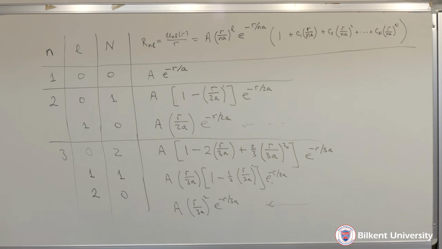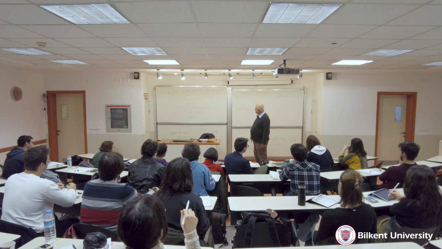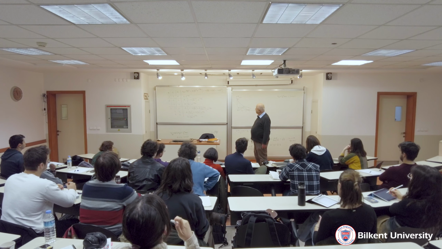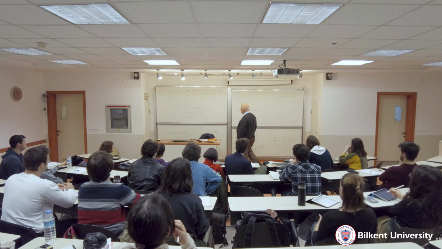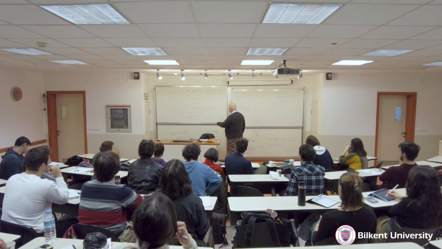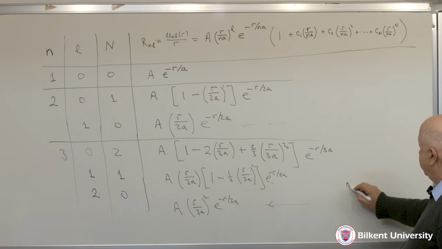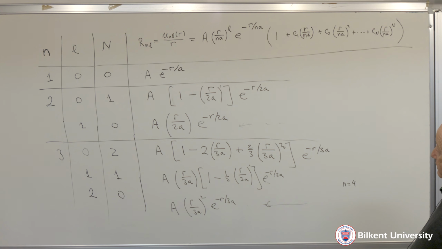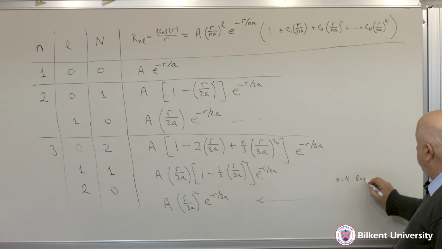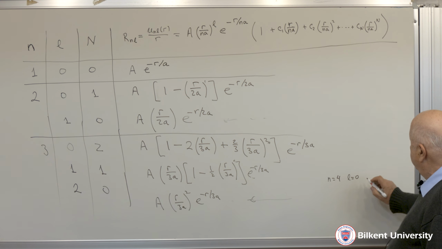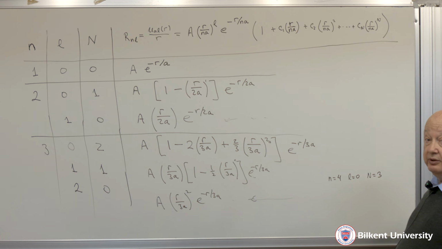Let's see. Am I saying something correct? Yes. If capital N is 3, will both C1 and C2 be negative and C3 positive? Yeah, okay, so if you look at the fourth order stuff here, if I look at n equal to 4 and l equal to 0, that means the capital N is going to be 3, right?